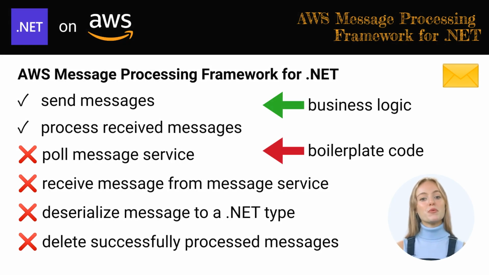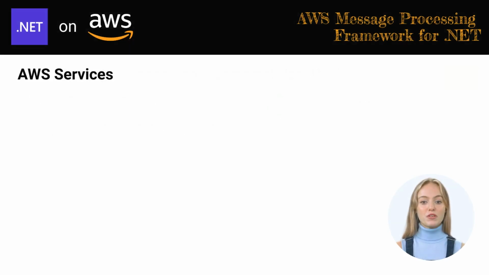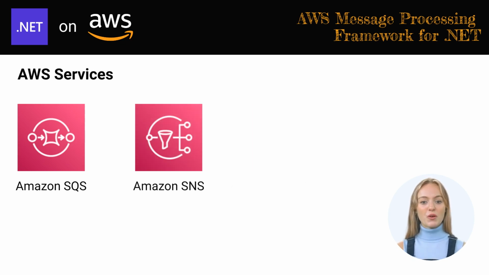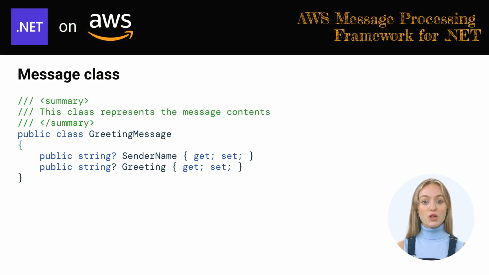The AWS Message Processing Framework for .NET does away with that boilerplate code and takes care of that plumbing for you automatically. You're left just writing the code that is unique to your application. You can use the message processing framework with these AWS services: Amazon Simple Queue Service, Amazon Simple Notification Service, or Amazon EventBridge. In each case, you're only responsible for implementing your business logic. Unlike generic messaging frameworks, you get access to the advanced features of these services, such as message attributes, FIFO queues, and message visibility management. So what's the code look like?